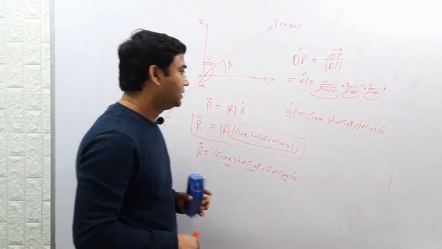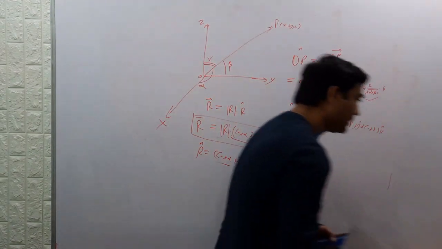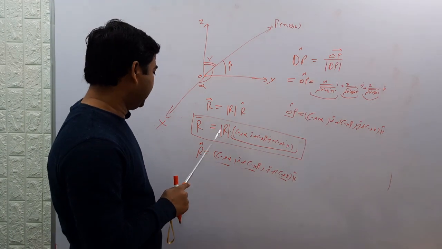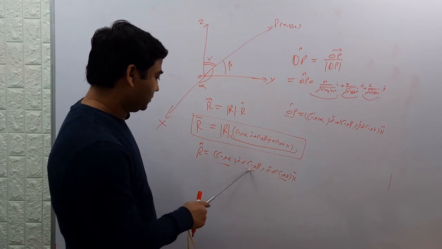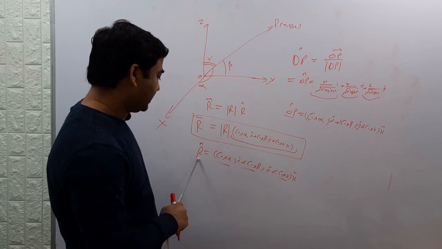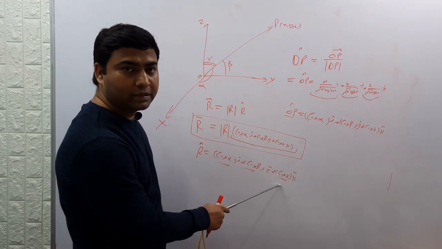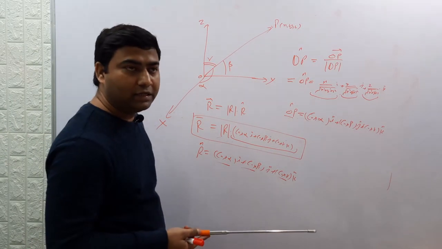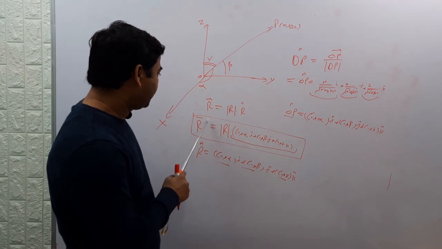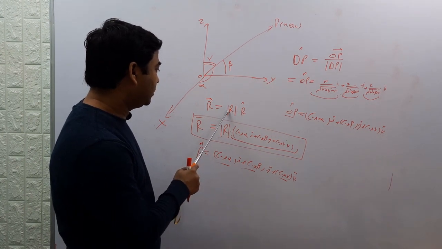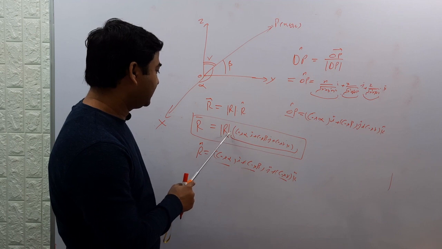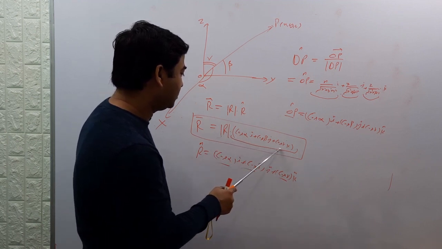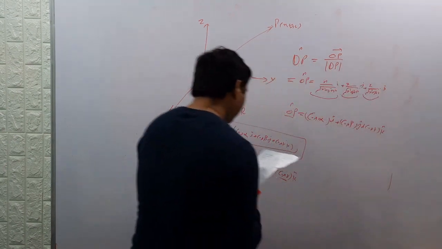This is the definition of directional cosines for a vector, and a unit vector can always be represented in terms of its directional cosines. Any real vector having definite magnitude can be represented in terms of a unit vector: the mod of the vector multiplied by the unit vector. The unit vector is cos alpha i, cos beta j, cos gamma k.